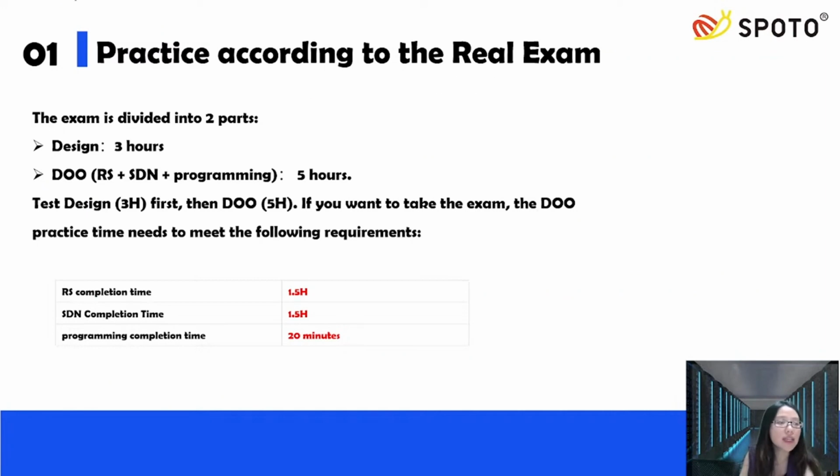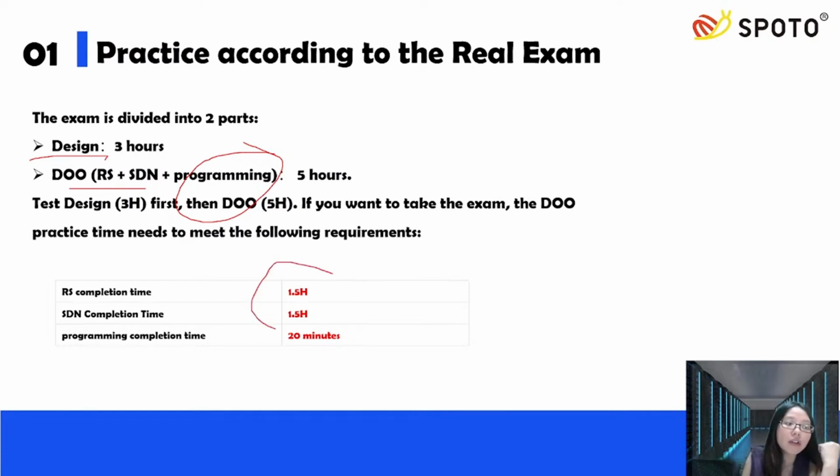Okay, so first, the EI lab has 2 modules including design and DOO. Design is very simple for SPOTO students because we have complete information to provide students. So this part is very simple for our students. We mainly talk about the DOO. SPOTO has a clear practice standard for students. For example, it is recommended to complete DOO within 3.5 hours.